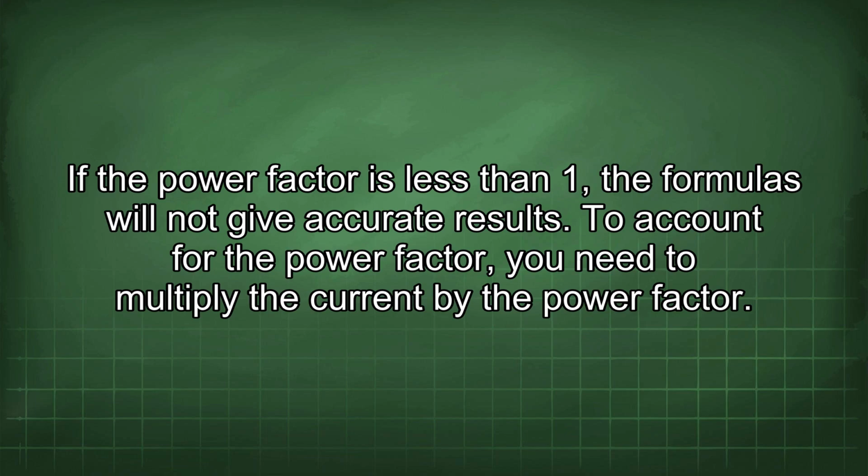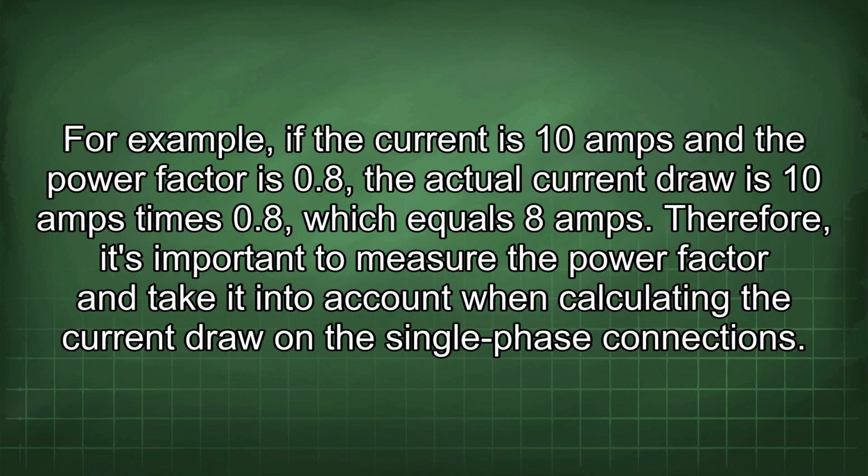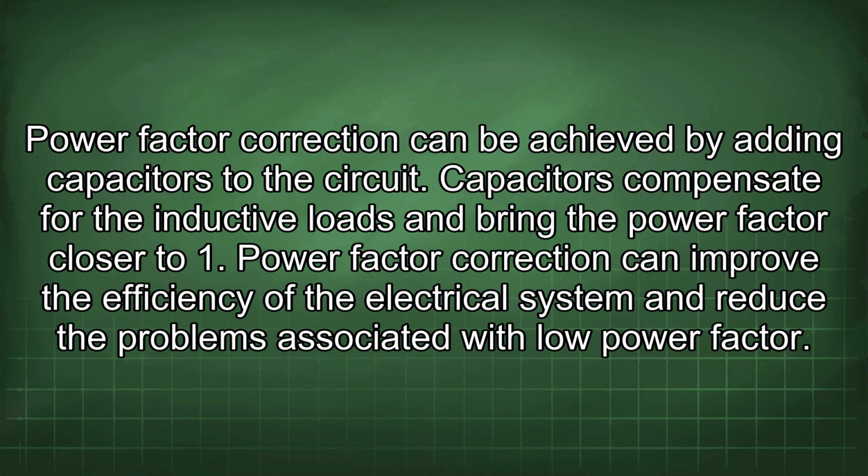To account for the power factor, you need to multiply the current by the power factor. For example, if the current is 10 amps and the power factor is 0.8, the actual current draw is 10 amps times 0.8, which equals 8 amps. Therefore, it's important to measure the power factor and take it into account when calculating the current draw on the single-phase connections.